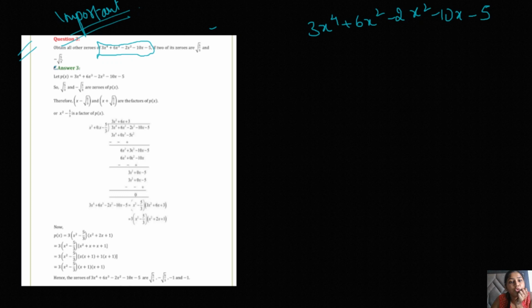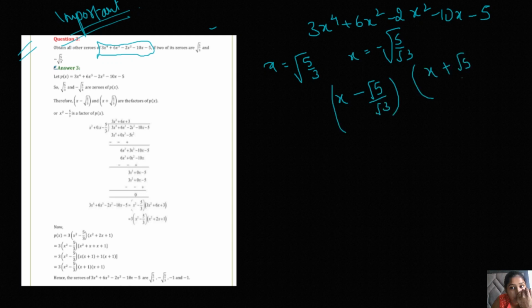So how you'll be getting it is, these two zeros are given. We know that if the zeros are given, then that particular value will be the value of x. So x equals root 5 by root 3 and x is also equal to minus root 5 by root 3. So we can write that x minus root 5 by root 3 is a factor, and x plus root 5 by root 3 is also a factor of p(x).